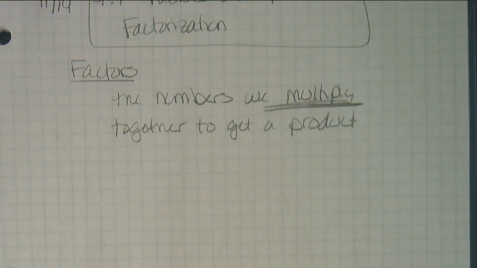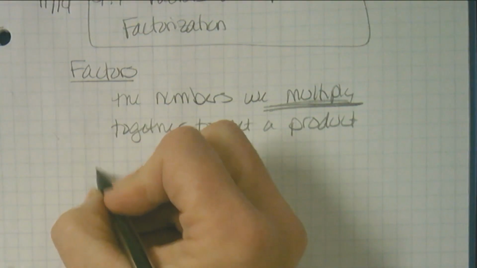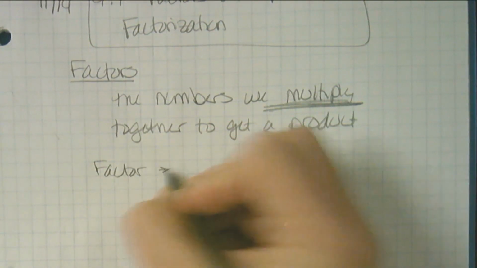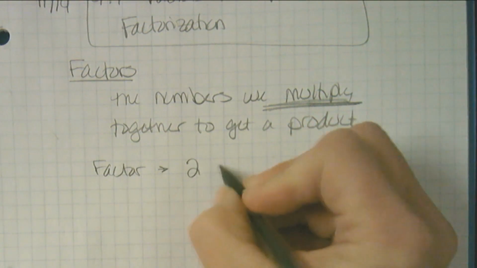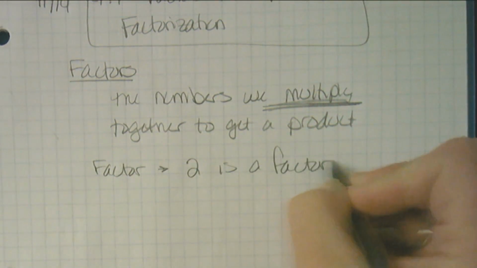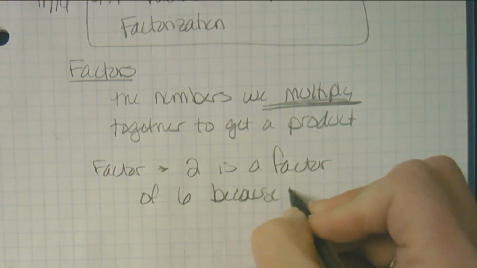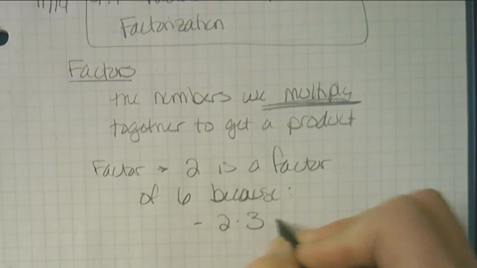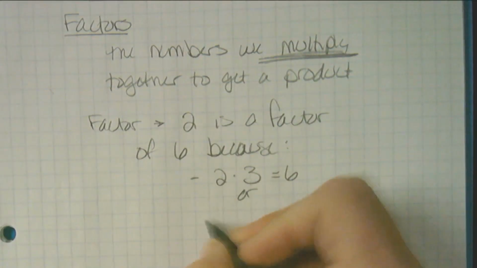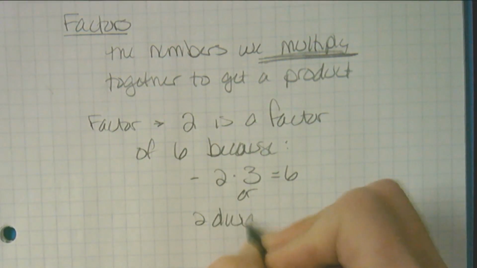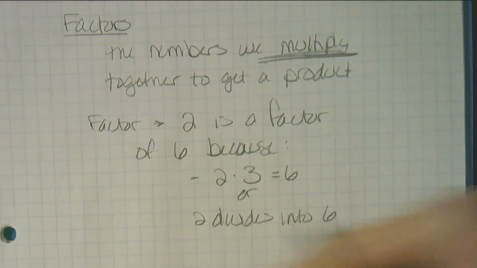Amanda, I like what you said though about a factor. Like 2 is a factor of 6. I can multiply 2 by a number and get 6. Or it can divide into it evenly. I do agree with that as well. So when we talk about a factor, we say 2 is a factor of 6 because one reason is because 2 times 3 equals 6, or 2 divides into 6 evenly.